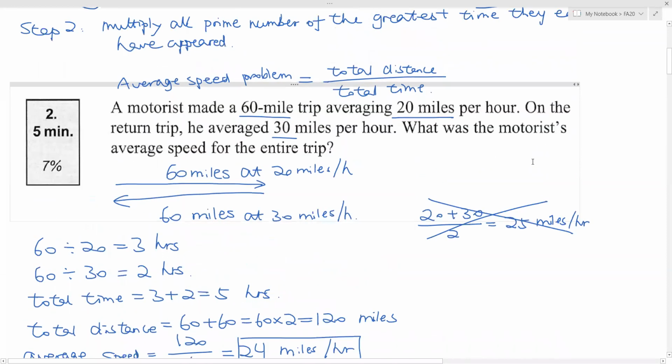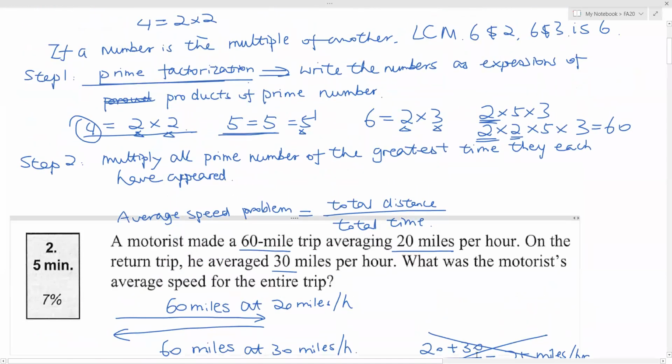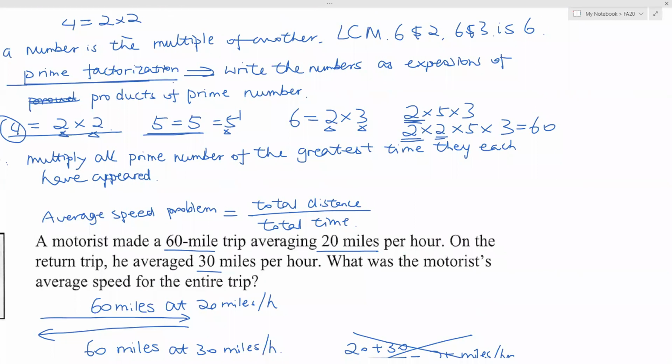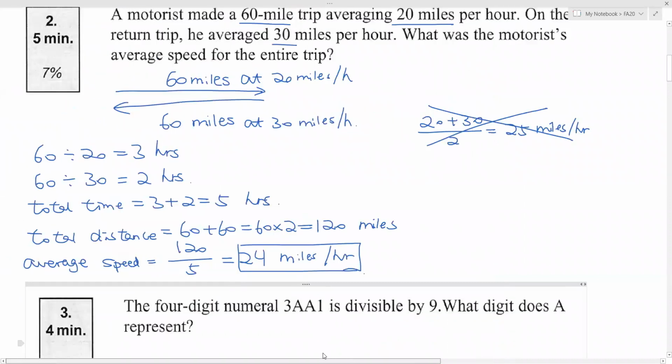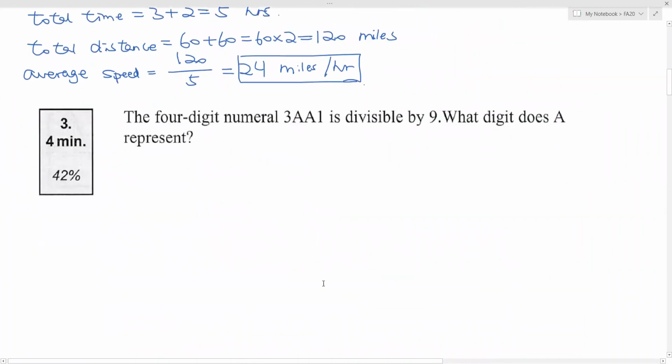Let me go back and circle the answer here. For the first problem, we have 60. I want to circle it because sometimes I write too much and then it can be messy. People don't know. Okay, so I want to make sure I put the units there too. 24 miles per hour. Very good.